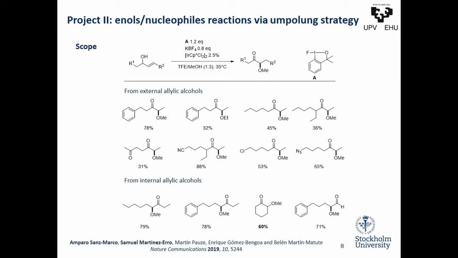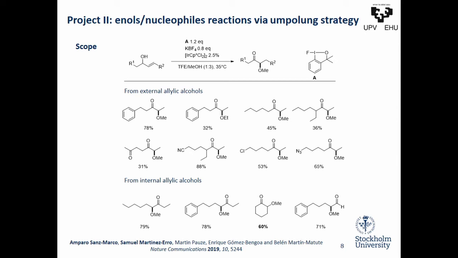So this experimental result has been obtained in the group of Professor Belén Martín Matute, and it has been obtained by Dr. San Marco and Dr. Martinez Hero. So the reaction starts from allylic alcohol, and then the isomerization is done by iridium catalyst. This is a well-known reaction now.